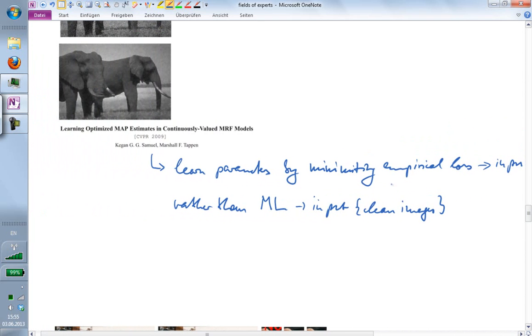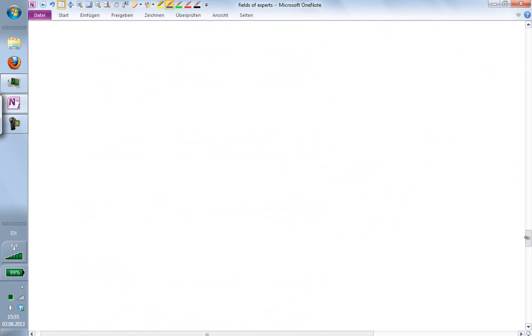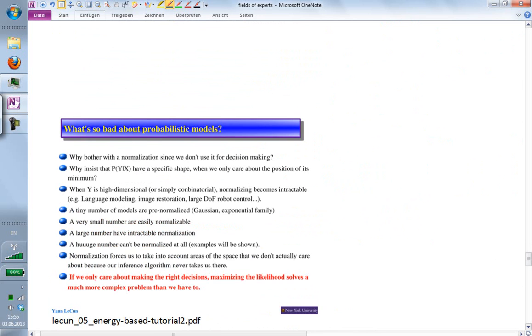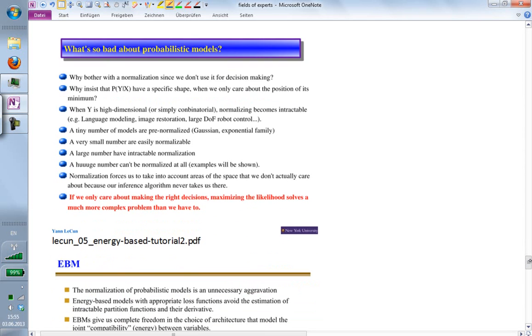Doing the former, so minimizing empirical loss, is a lot better than maximizing the likelihood. This was the important contribution from this Samuel and Tappen paper. And LeCun has also made this point very clearly. I have borrowed a couple of slides here from Yann LeCun, who says that you should really train in a loss-based fashion.